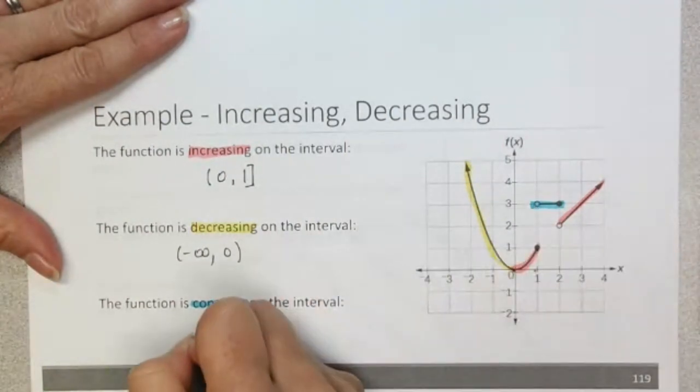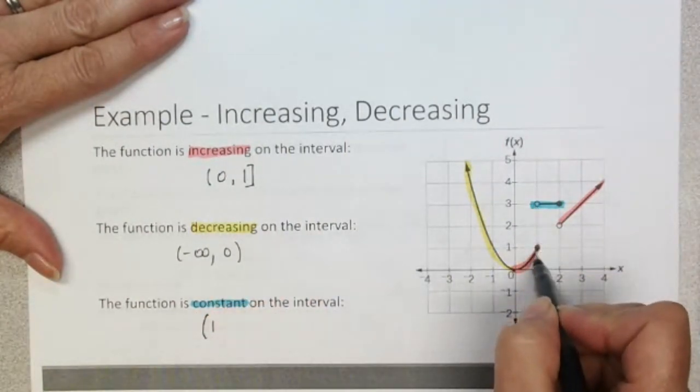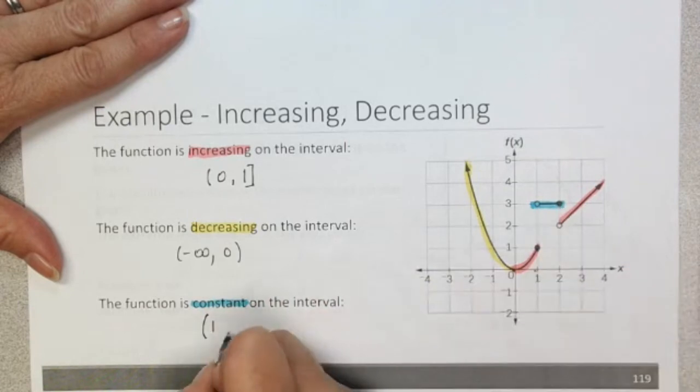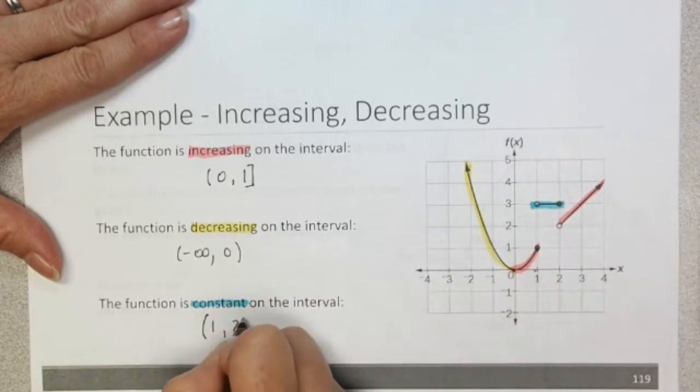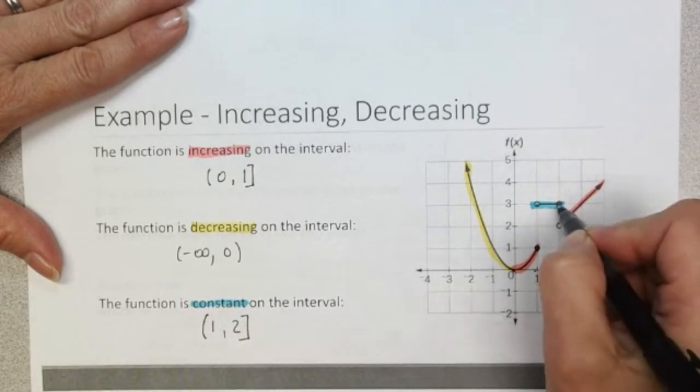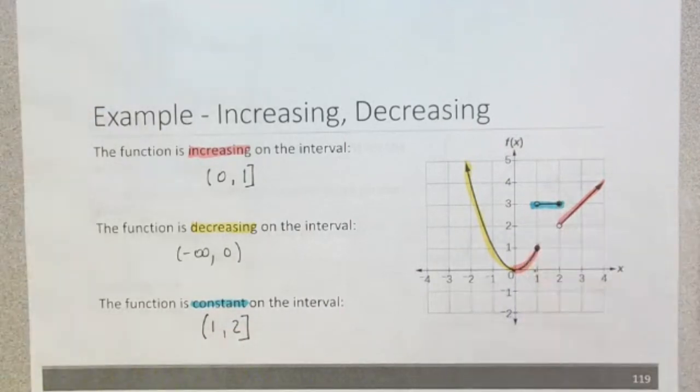But it's open right there, so I'm going to use a parenthesis. The actual value of 1 is on this part of the graph, not up here. Okay, and it stops again right here at 2. I'm going to put a square bracket there to show that that interval is closed at 2.